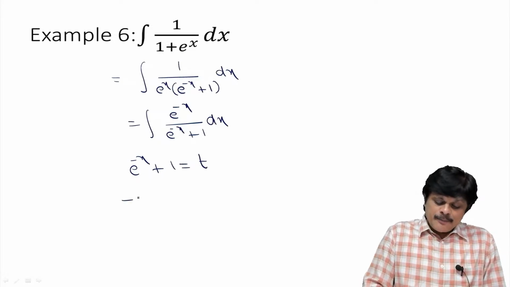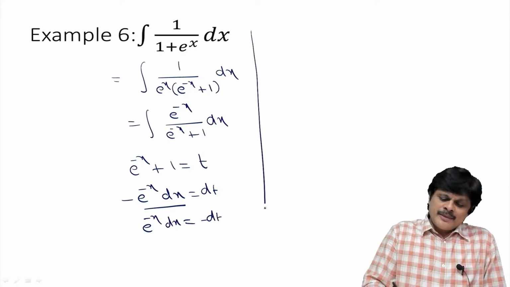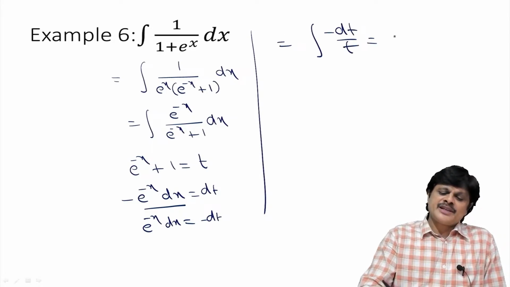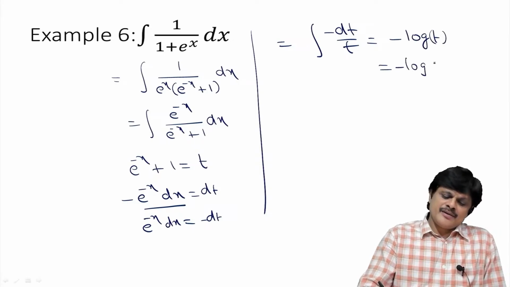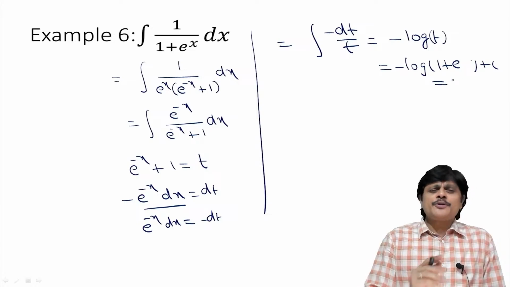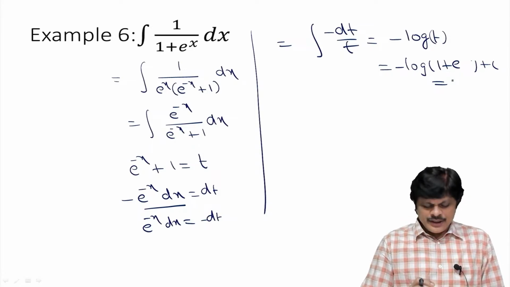What is the derivative of this? Minus e power minus x dx is equal to dt. So e power minus x dx would be minus dt. So this would be integral of minus dt by t, which is nothing but minus log t plus c. What is t? 1 plus e power minus x, plus c. That is the idea. See, it is all about reducing it to a form for which you already know the integration. Now let us see integration of some rational functions.